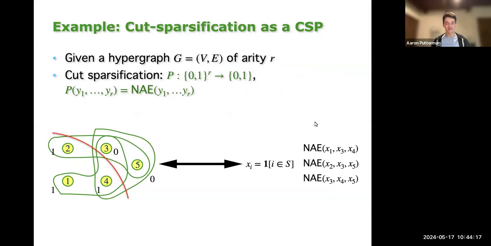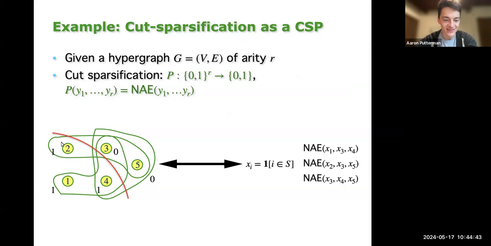Yeah. And so, this perspective as a CSP also captures, for instance, what we were looking at with hypergraphs. If we consider a hypergraph of arity R, and this arity just means every hyperedge is of size R, we could instead define a CSP where the predicate, which before was the 2 XOR, is now a different kind of function. The predicate would be of arity R, again working on R variables, and we could set it to be the not all equal function.